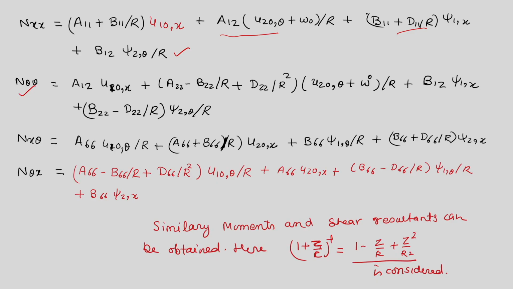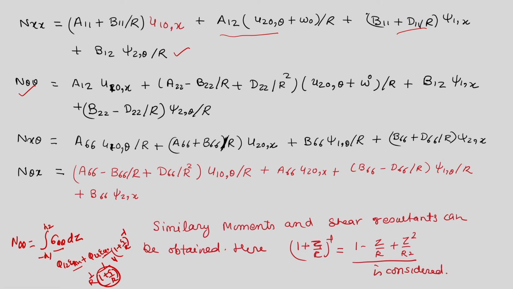When we are going to solve for N theta theta, N theta theta is basically the integral from minus h by 2 to plus h by 2 of sigma theta theta into dz. So, sigma theta theta is basically Q12 into epsilon xx plus Q22 into epsilon theta theta. Epsilon xx is fine, but epsilon theta theta contains a term 1 plus zeta by r upon 1 by r. So, if you take it upside down, it is 1 plus zeta by r raised to power minus 1.